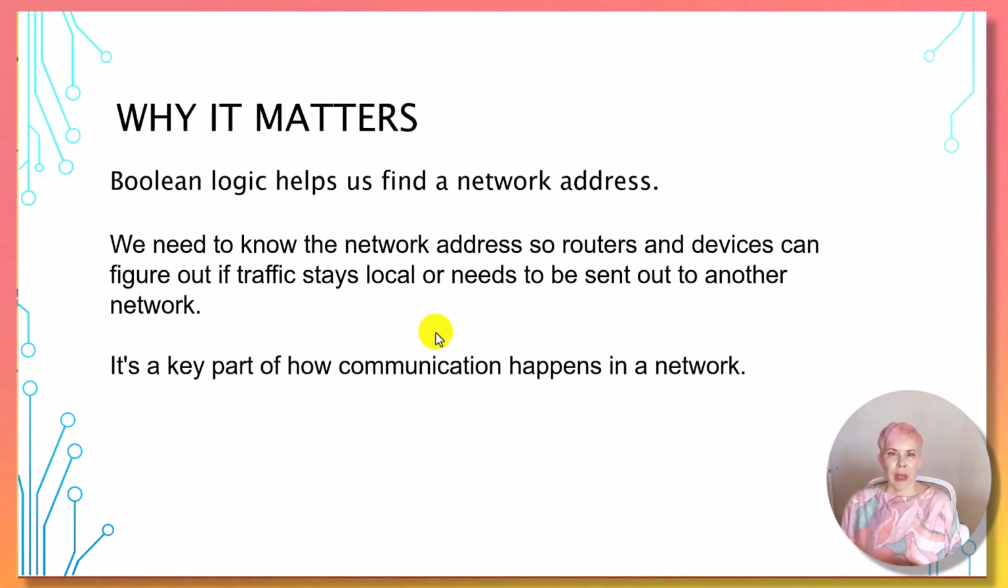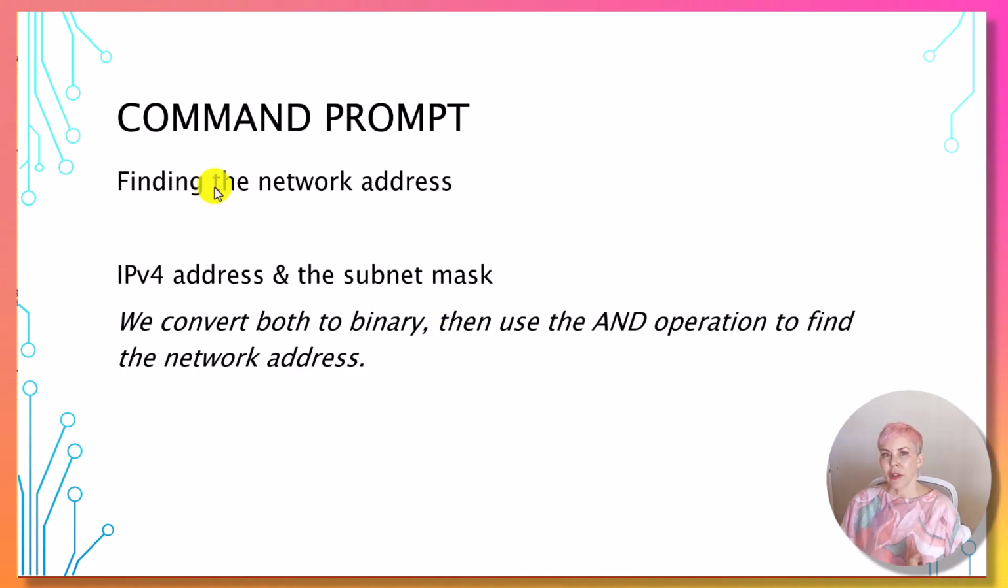Now, why Boolean matters is because we will use Boolean logic to figure out and find a network address. We need to know network addresses as network administrators because the routers and devices will need to know how to figure out whether the network they're on is local or if it's a remote network. It's a key part of networks being able to communicate with each other. We're going to take a look at an example of how to find a network address. In previous videos, we learned how to convert IPv4 to binary and the subnet masks to binary. We need to do that.